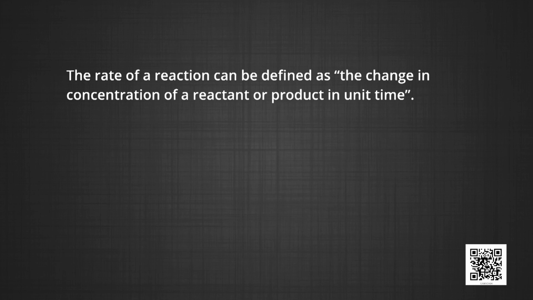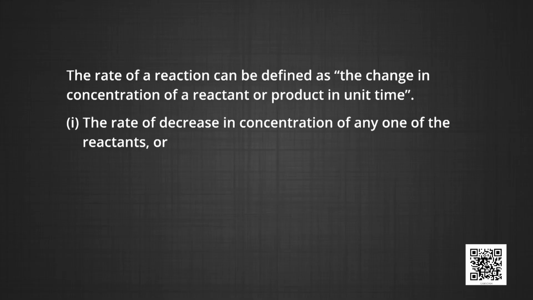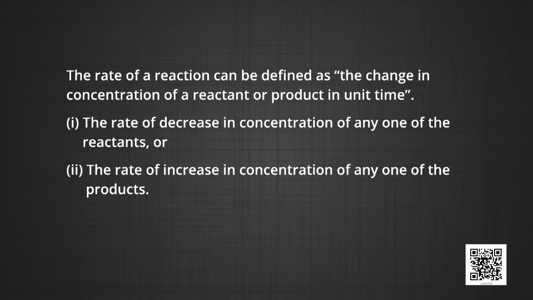You must be knowing that the speed of an automobile is expressed in terms of change in the position or distance covered by it in a certain period of time. Similarly, the speed of a reaction or the rate of a reaction can be defined as the change in the concentration of a reactant or product in unit time. To be more specific, it can be expressed in terms of the rate of decrease in the concentration of any one of the reactants or the rate of increase in the concentration of any one of the products.